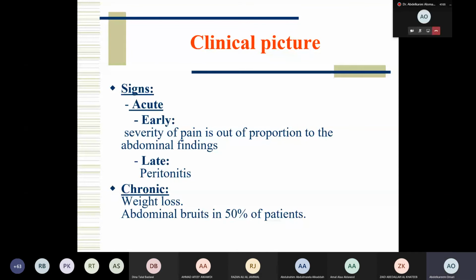Please don't. Be sure that he is all right. Do all the investigations for him. So the severity of pain is out of proportion to the abdominal findings. If you don't interfere at this step, then the signs will change. There will be peritonitis. These are the acute.